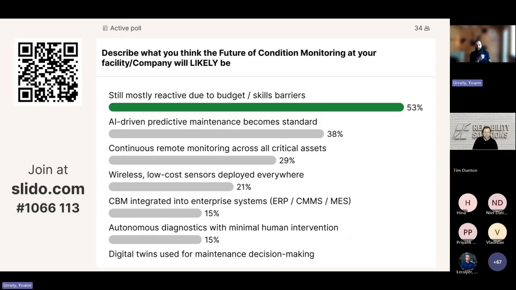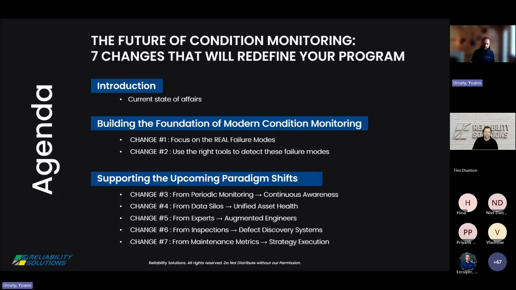Very good. Well, it's a good start to that webinar, I find. So this is what you think the future will likely be. Let's focus on our perspective. We've done the intro, so we're going to discuss the foundation of modern condition monitoring in the next few minutes. But then we'll discuss more upcoming paradigm shifts.